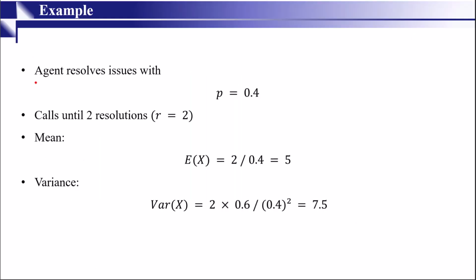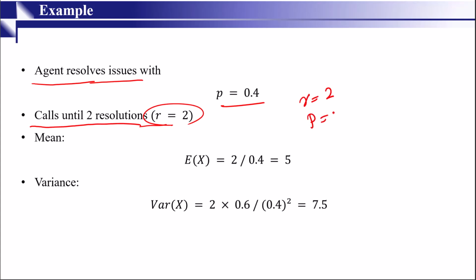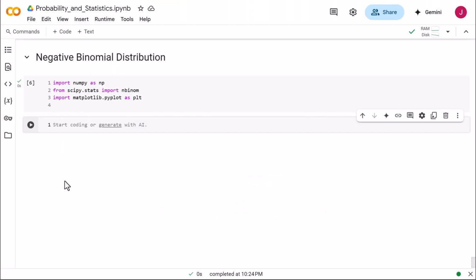Then there is another example. One agent resolves issues with a probability of 40%, and we want to go for calls until 2 resolutions. We show this by r equal to 2, right? So in this case, our r is equal to 2, our p is equal to 0.4, and q is equal to 0.6, right? So on average, 5 calls, right? So 2 divided by 0.4 is equal to 5, right? And the variance is 2 multiplied by q, divided by p squared, right? Which is 7.5.